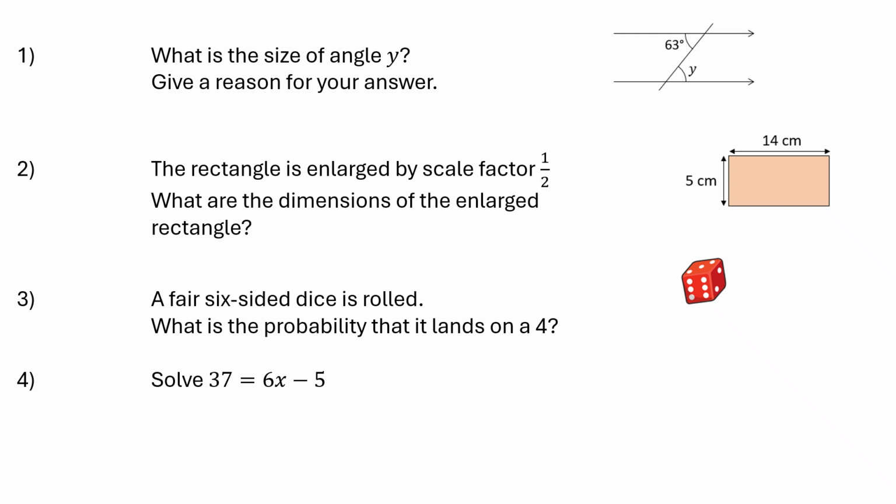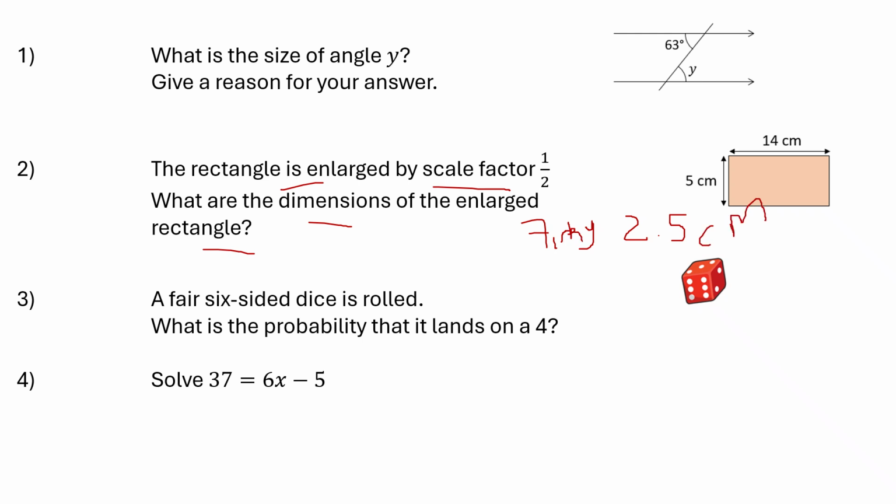Question number 2. The rectangle is enlarged by a scale factor of a half. What are the dimensions of the enlarged rectangle? Now I'm going to multiply everything by half. So 14 times half is going to be 7, and then a half times 5 is 5 halves, or 2.5. So the dimensions are 7 centimeters by 2.5 centimeters. I multiplied everything by half.